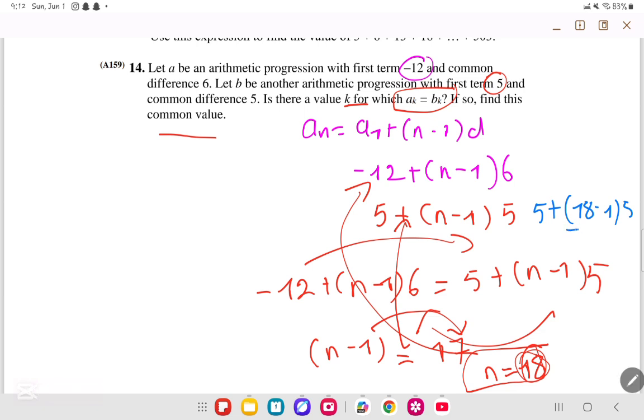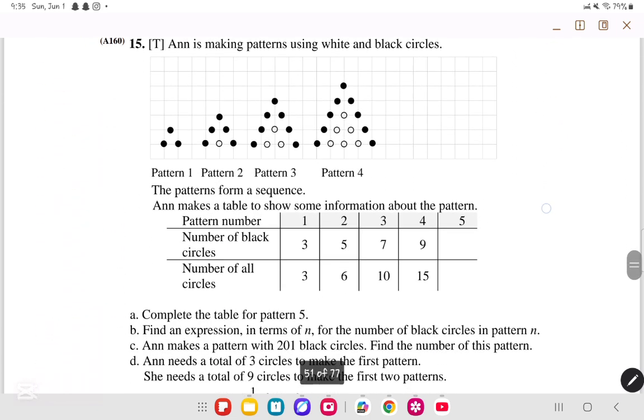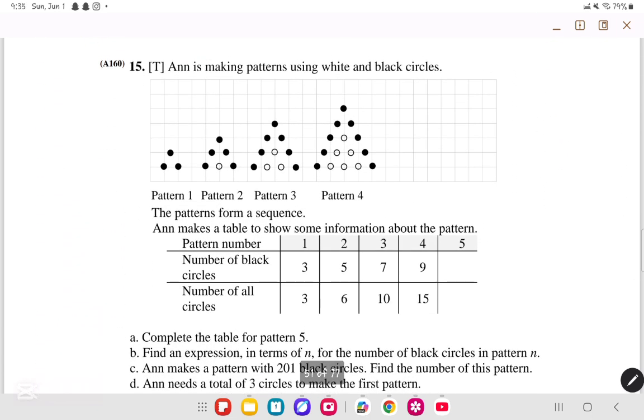And you're gonna get an answer of 90. If you substitute it here as well, it's gonna be minus 12 plus 18 minus 1 times 6. And you're also gonna get 90. So that means the common value is 90. So let's move on to question number 15.